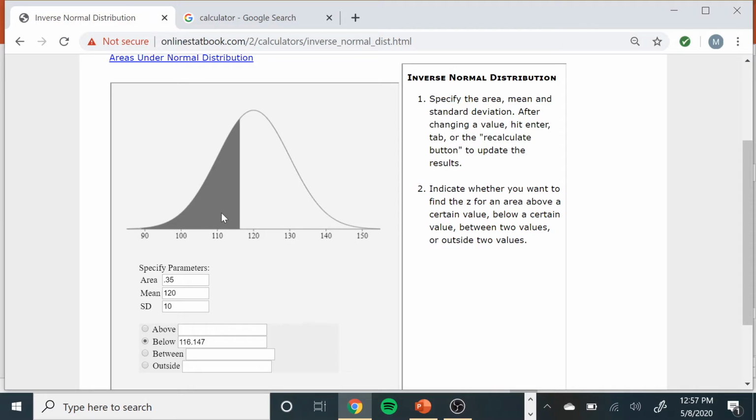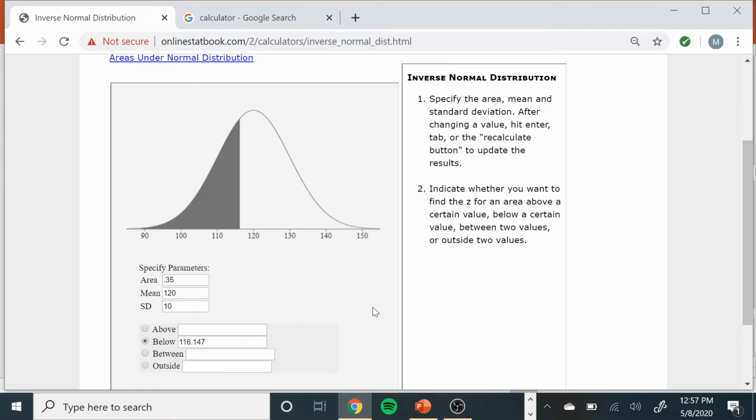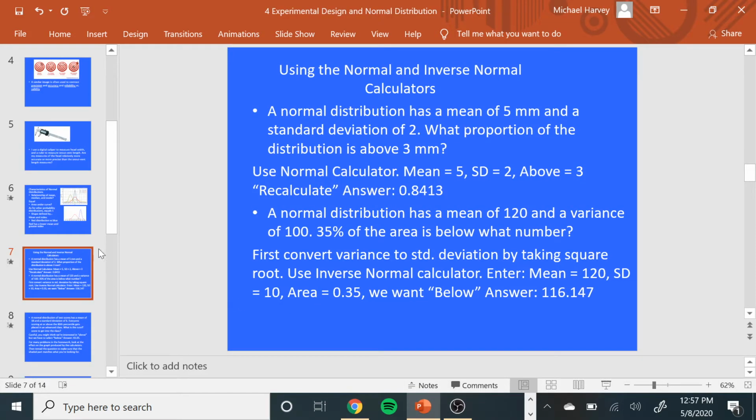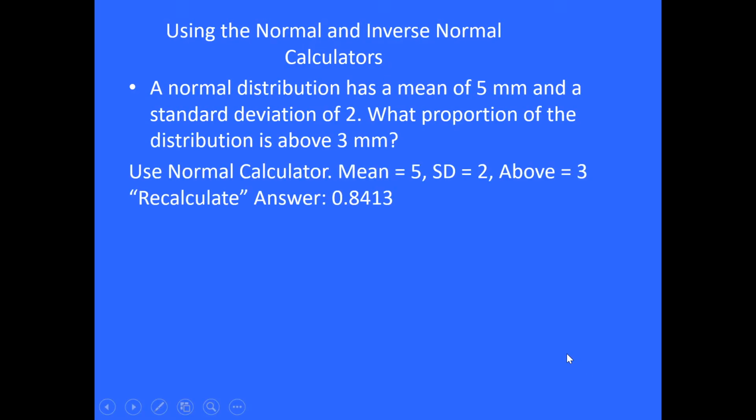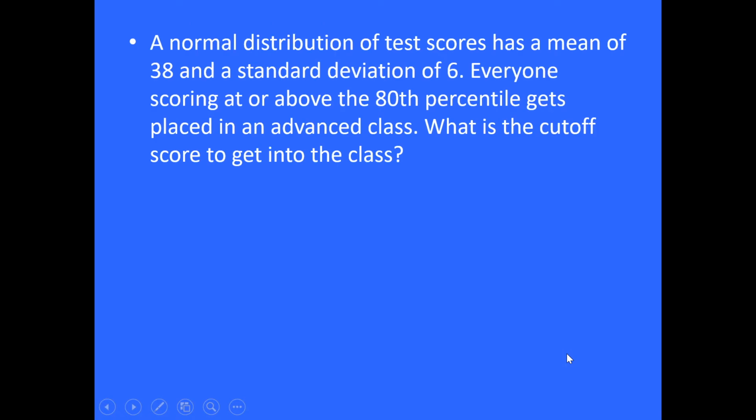This area over on this side is 35% of the entire distribution. That's how you use the inverse normal distribution. Pretty simple, right? So far so good. Well, let's take a look at some other examples and some other questions that we might get with the normal distribution and the inverse normal distribution.